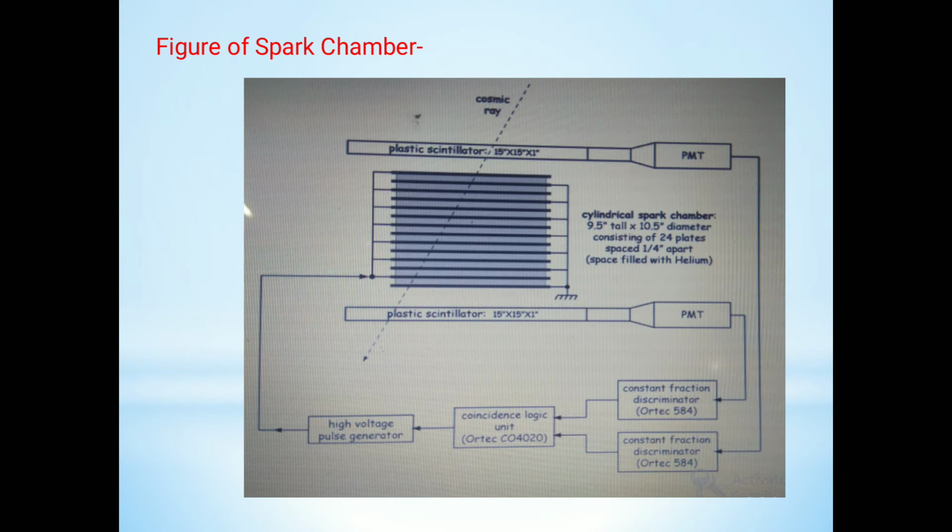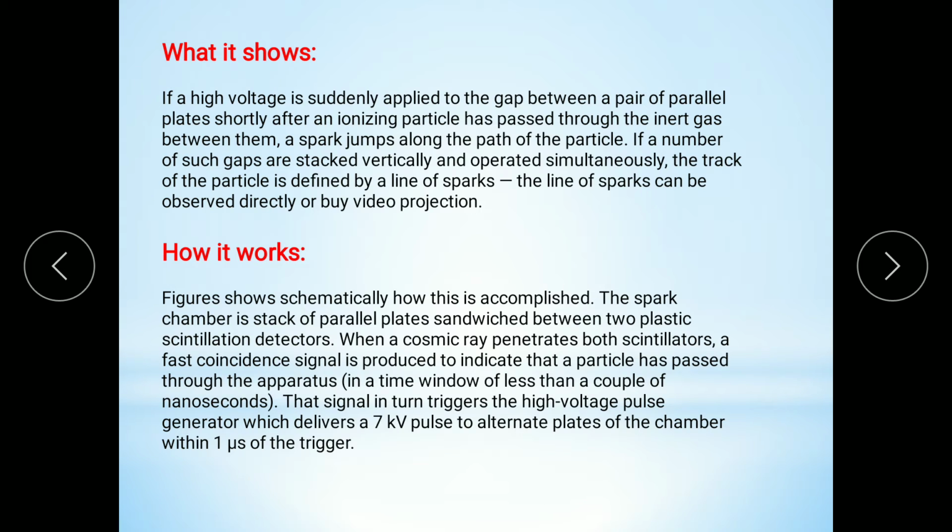Now see here the diagram or figure of the spark chamber. In that, as the external particle enters, it first comes through this PMT. After that it comes into the parallel plate region, and from there it comes out of the parallel plate region and goes here.